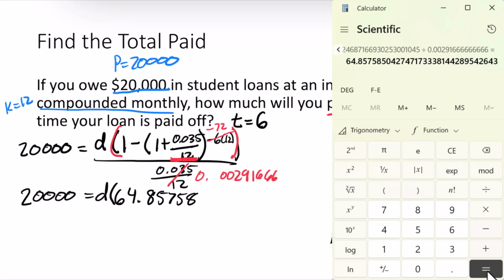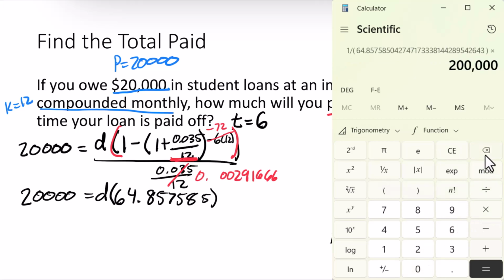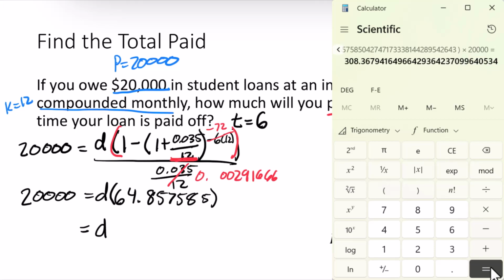64.857585, etc. number. And again, make sure you keep at least 6 decimal places if you don't keep it stored in your calculator. And to find D, I need to divide both sides by this 64 number. So I can do the reciprocal of 64, and that gives me this decimal. And if I multiply that by 20,000, whoops, not 200,000, then that would give me that my monthly payment is going to be $308.37. So that's what my monthly payment is.